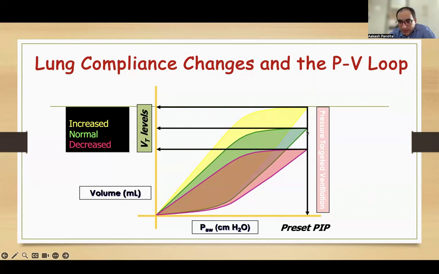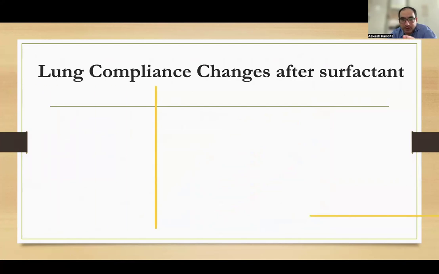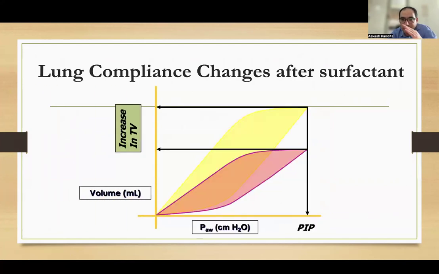Now you will see in all three graphs, with the same PIP, the tidal volume keeps on increasing. So with the same PIP, the tidal volume is lowest in the pink, slightly more in the green, and then it has become adequate in the yellow curve. The yellow curve is ideal, but green is also acceptable. But the pink one tells me about the poorly compliant lung. Usually it happens in RDS, and once we give surfactant, the curve shifts to the left. That is, with an equal change in pressures, we get more increase in tidal volume. So that's what we want.